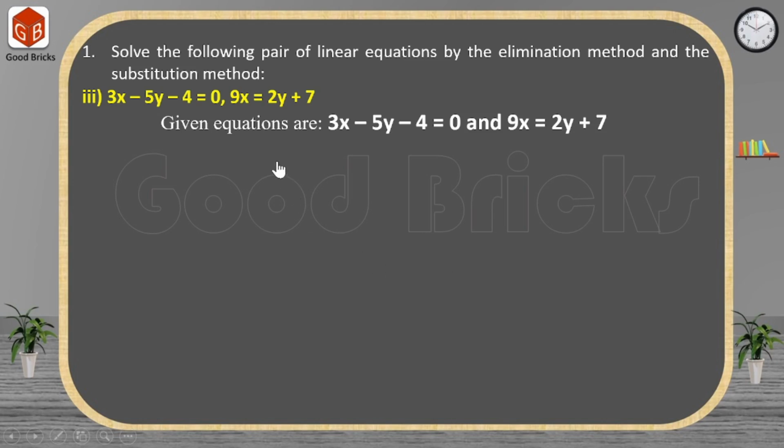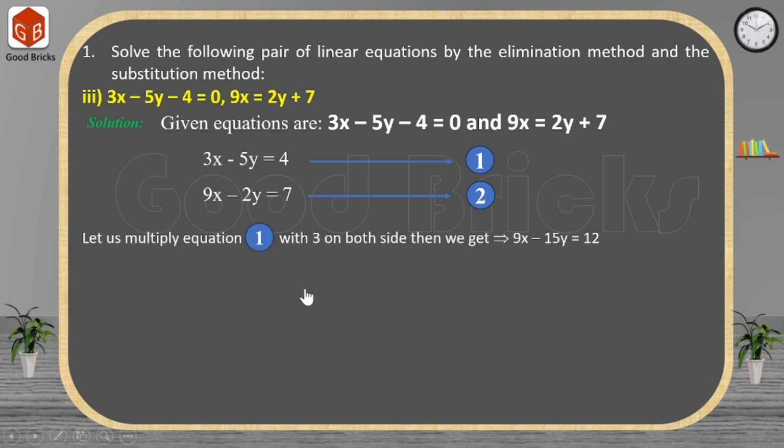Right, let us now solve the third bit of the first problem. Again, we have two equations here, and when you look at these two equations, you can see here 3x and here 9x. So if you multiply equation 1 by 3, then you have an option to eliminate the x term. So that is what let us do.